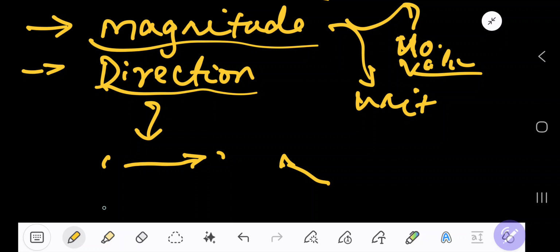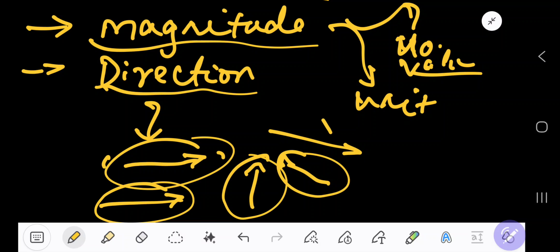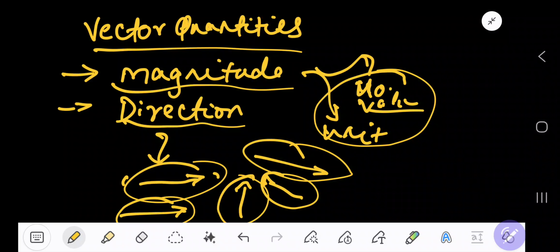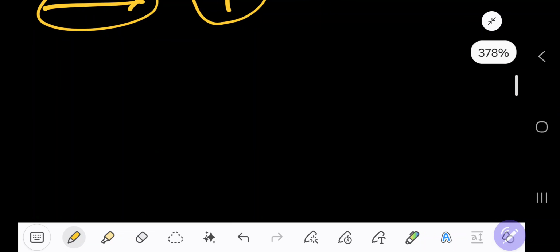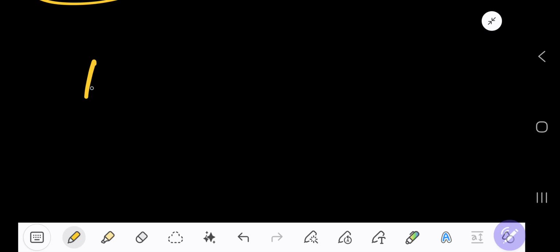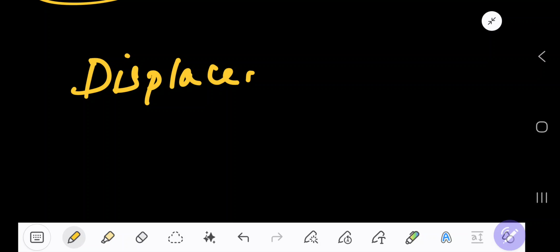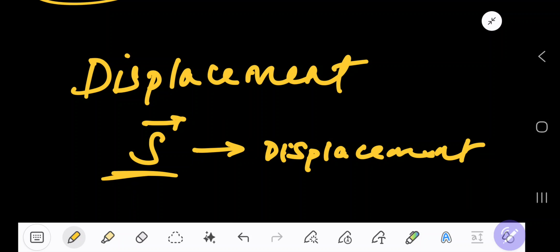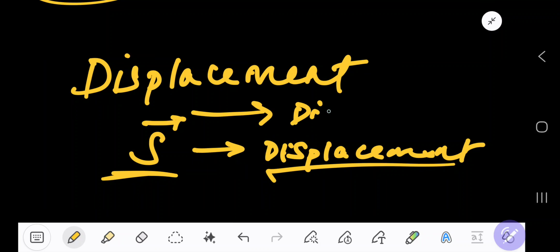We can do that using an arrow. So arrows are used a lot in vector quantities. It could be going in this direction, this and this, all different directions. So to represent a vector quantity, we need their magnitude, that is the unit and numerical value, and we need their direction. An example of a vector quantity is displacement. We usually represent displacement like this. This is called S bar. S stands for displacement, or its magnitude basically, and this stands for the direction.